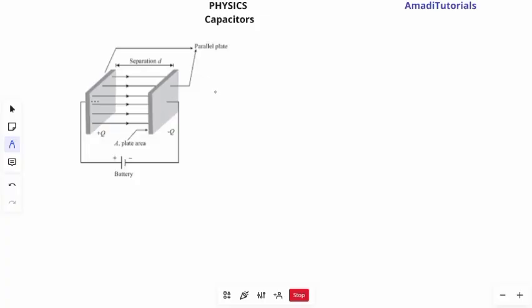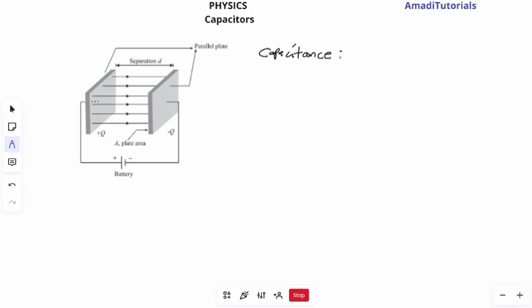Pertaining to calculations involving capacitors, for this level, we are going to show some basic formulas that you need to analyze or to do calculations that involve capacitors. So the first thing we are going to look at is the formula for calculating what we call capacitance.